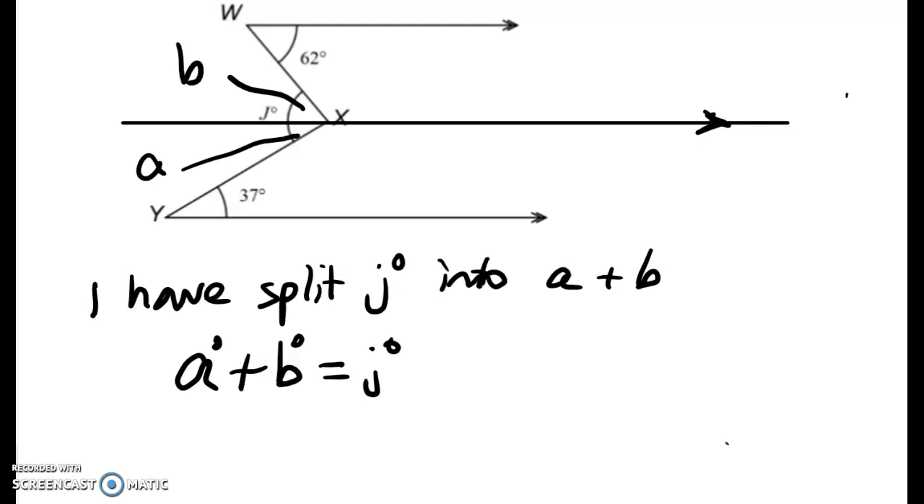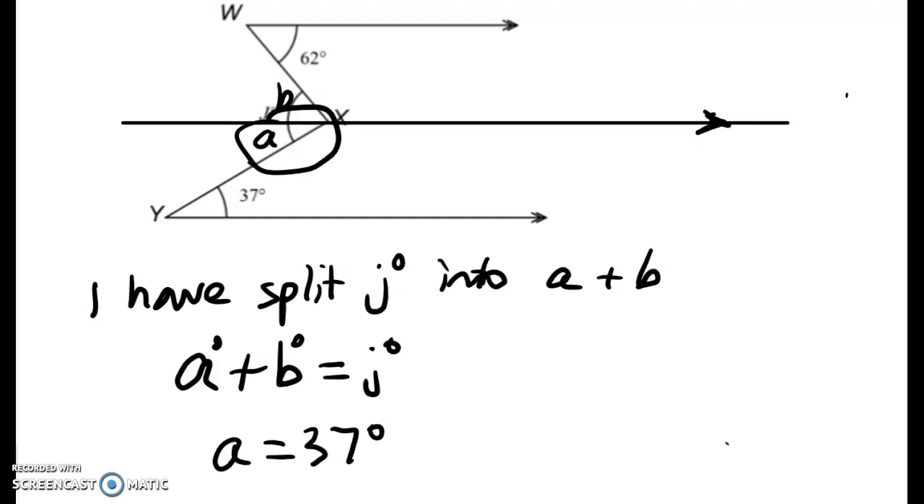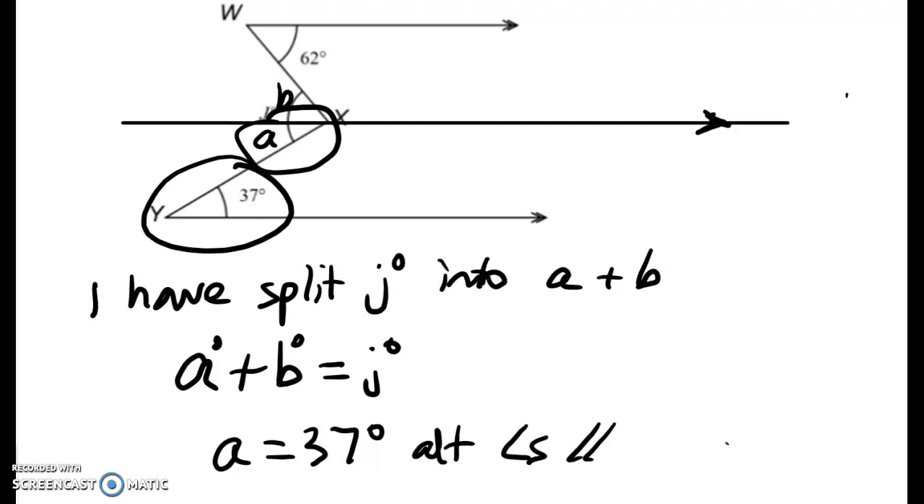It is super easy. It's like a unistructural problem again. Except we didn't want to do that. Here's A and here's B. Now we can say that A has to equal 37 degrees, because you can see this one and this one are alternate angles. So alternate angles, parallel lines, are equal.